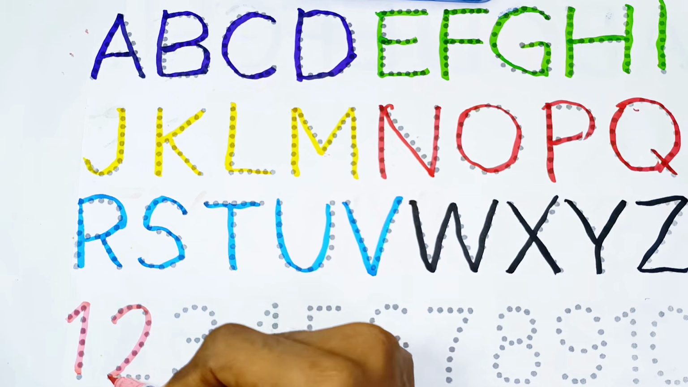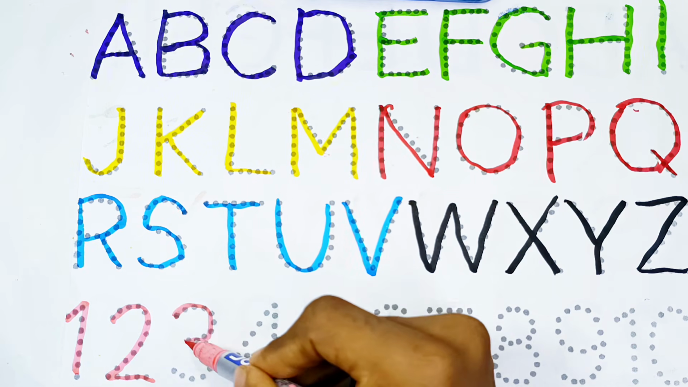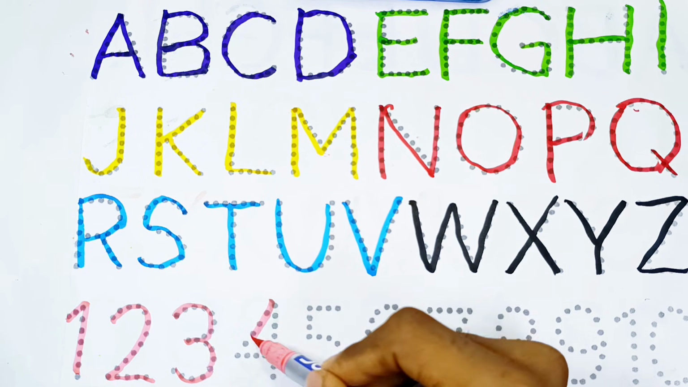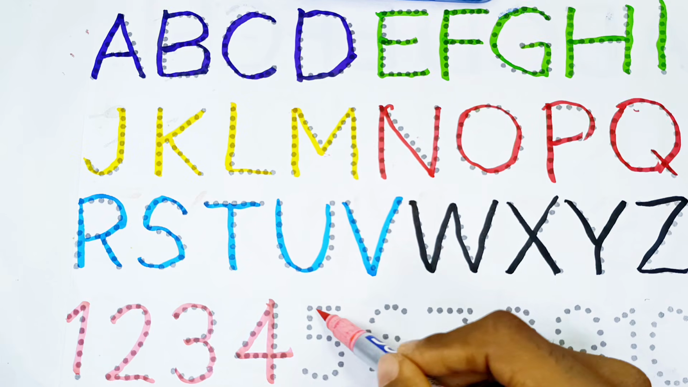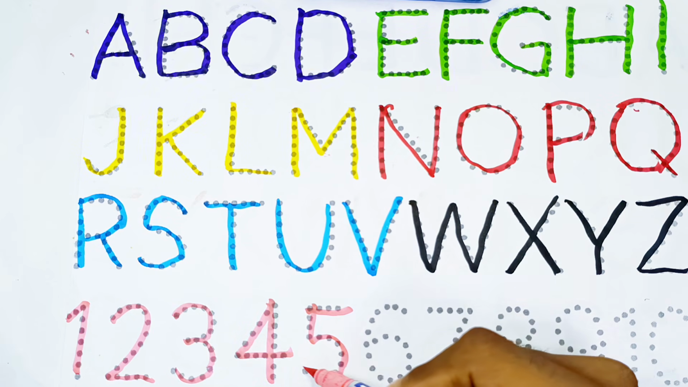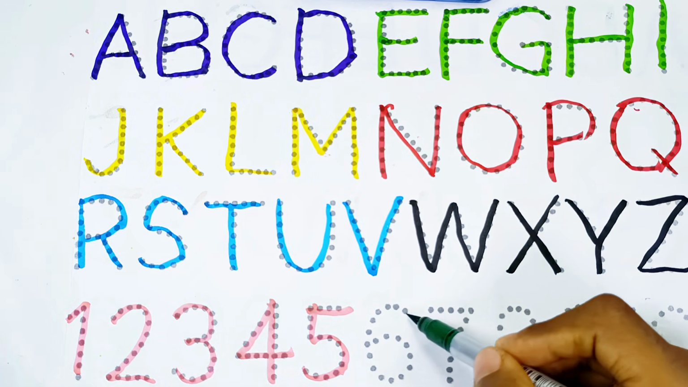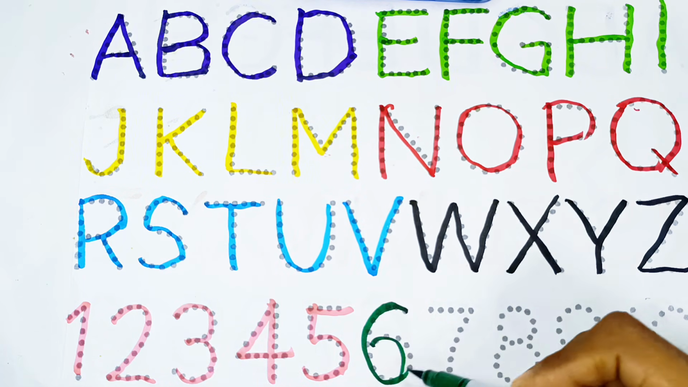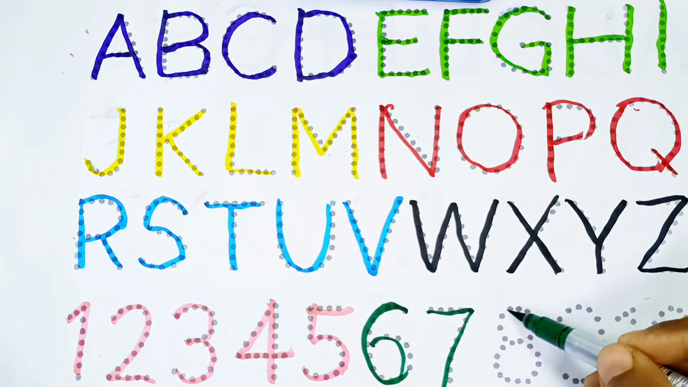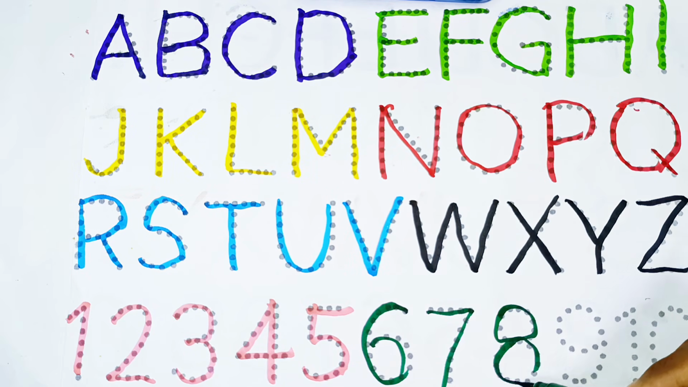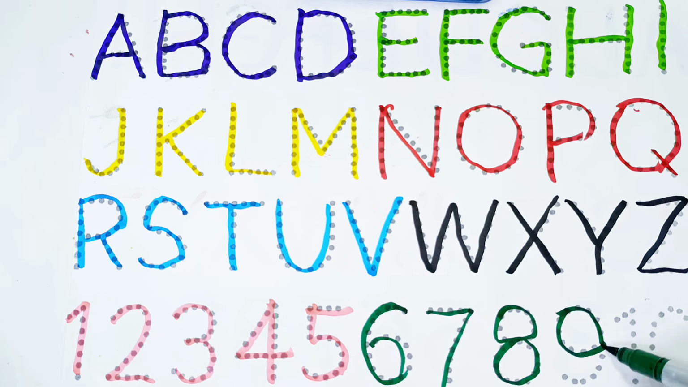1, 2, 3, 4, 5. Kids, now you draw 6. The numbers of 6. 6, 7, 8, 9 and 10.